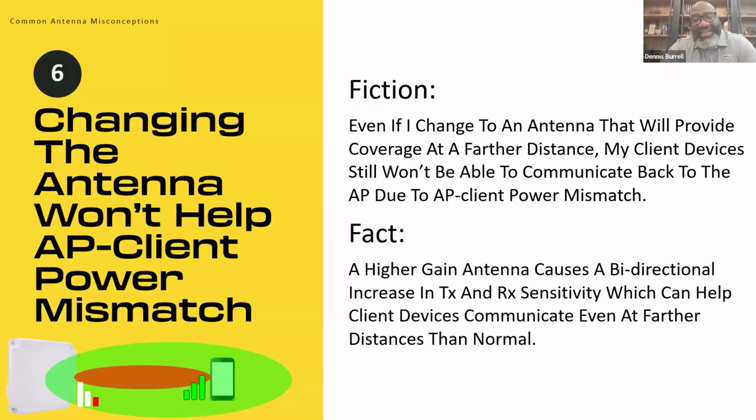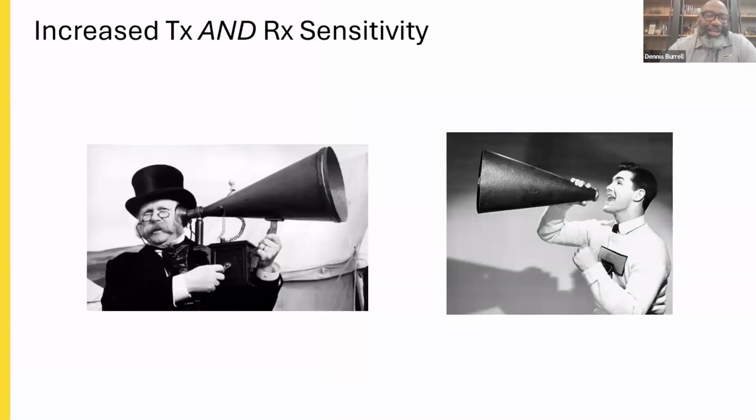The fact is, a high gain antenna causes a bidirectional increase in transmit and receive sensitivity, which can help client devices communicate even at further distances than normal. So this is pretty much what we call antenna reciprocity. So if my transmit antenna can get to the client device, then that client device will be able to talk back to that antenna that's transmitting to it. And this just shows how we increase transmit receive sensitivity. The one on the right is transmitting, and the one on the left is receiving.